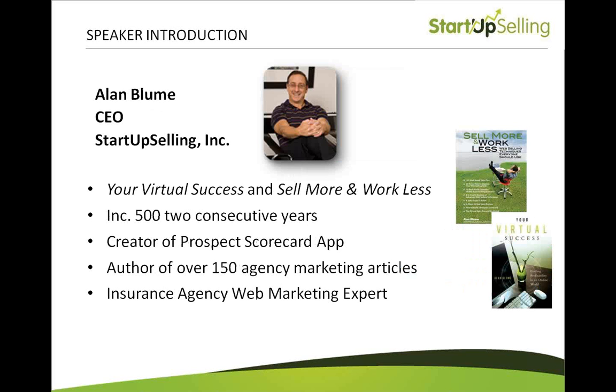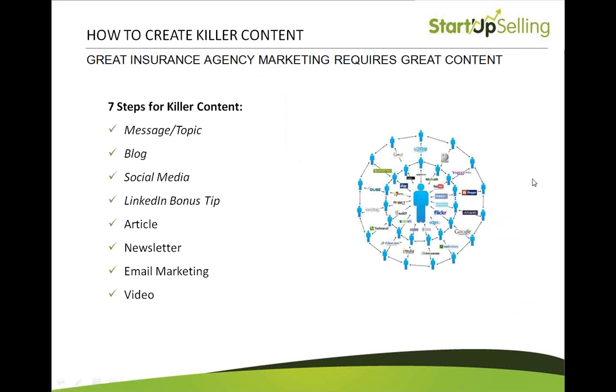Our second speaker is Alan Bloom. Alan's the CEO of StartUpSelling. He's written Your Virtual Success and Sell More and Work Less. Was twice named to the Inc. 500 list. He's the creator of the Prospect Scorecard and the Prospect Scorecard app. He's written over 150 agency marketing articles, making him a true subject matter expert for how to create killer content for agency marketing. So a little bit about what we're going to be talking about today.